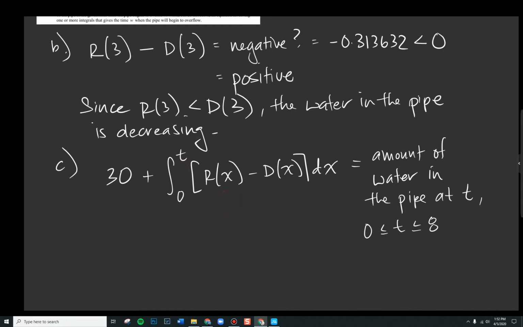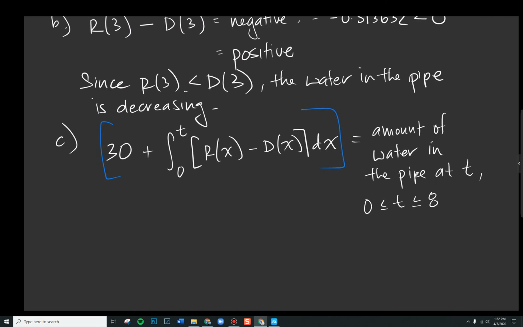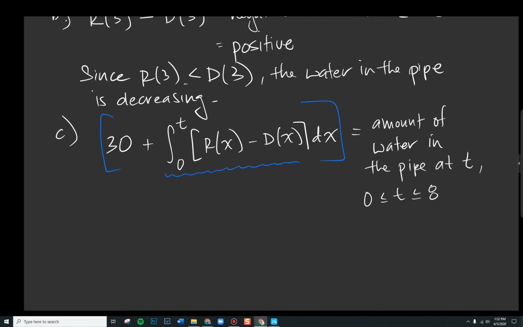Okay, so if I'm looking for a critical number, well, obviously I need to take the derivative of this whole thing. So we have the derivative of 30, which is 0, great. And when we take the derivative of this guy, this is the fundamental theorem of calculus. Okay, and I'm going to do a quick little review.